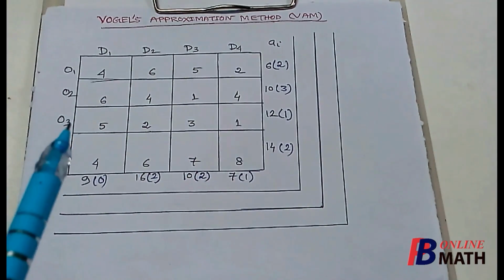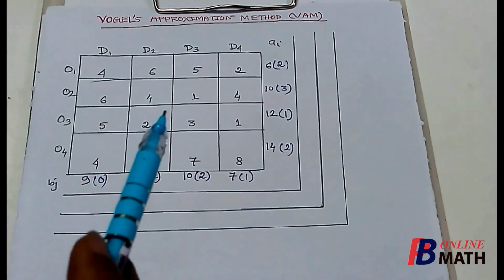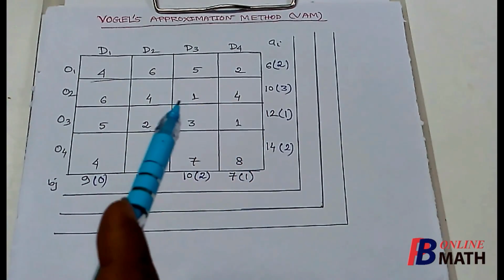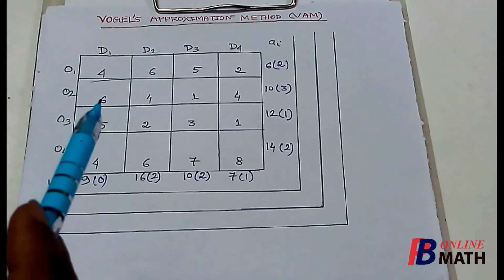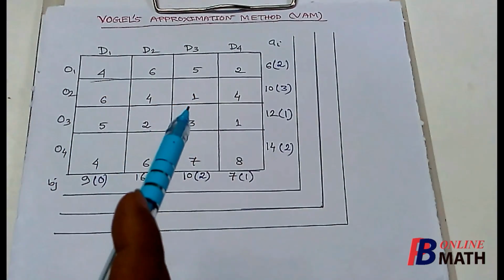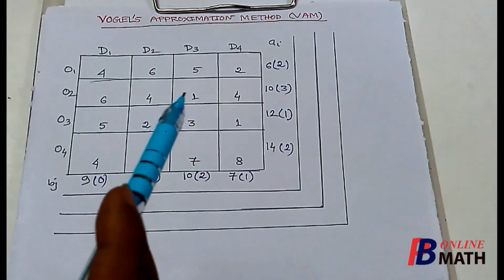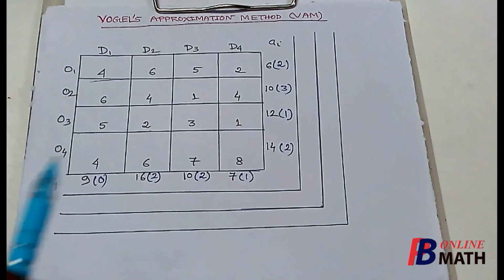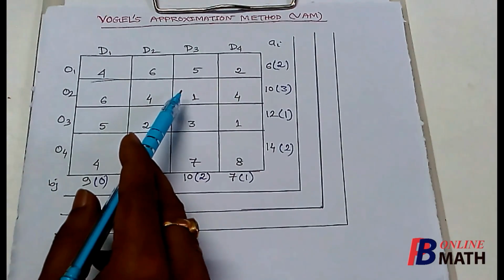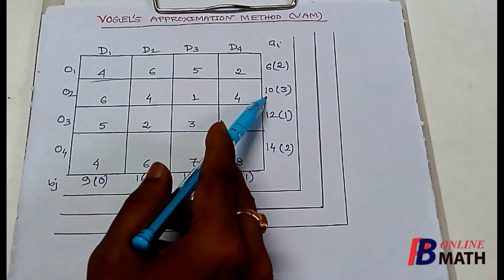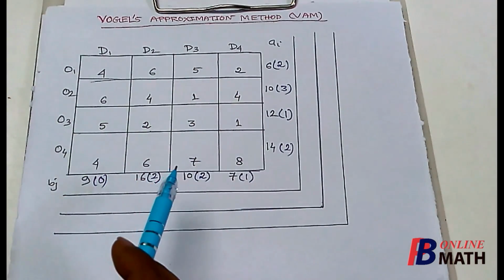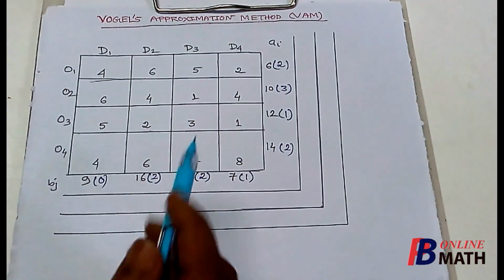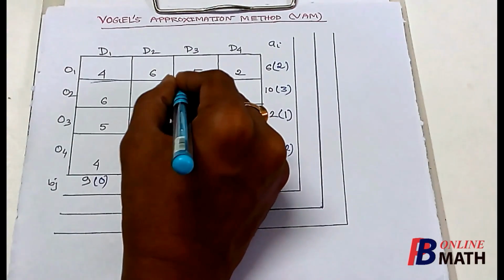So to find the cell where the first allocation will be made, we have to find the minimum cost among the cost values in the second row. And here we find that the minimum cost is 1. So the first allocation will be made in this cell. To find the value of this basic variable, we have to check the corresponding capacity and demand, and we find that the capacity is 10 and demand is also 10. So we can allocate 10 here.